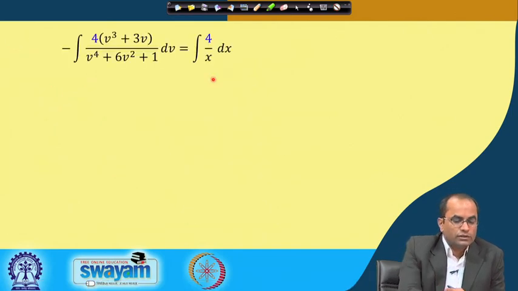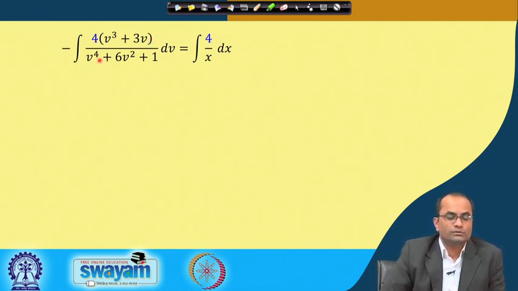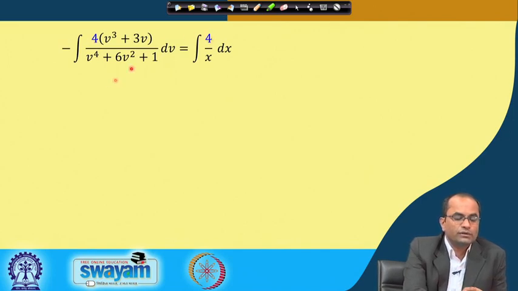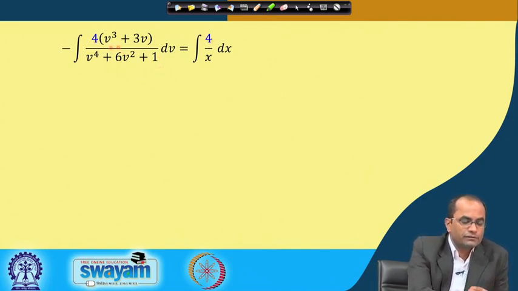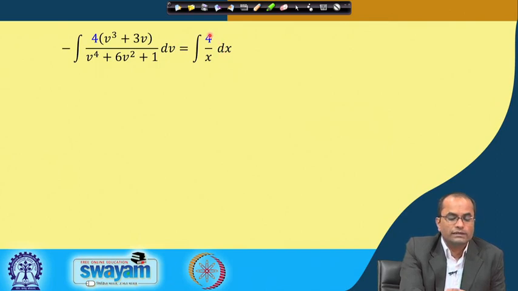So, we have done 1 over x dx, and this goes the other way around here. So, v cube plus 3v over this v^4 plus 6v^2 plus 1, and we have multiplied both sides by 4, because when we differentiate this v^4 plus 6v^2, we get 4 times v^3 and then 12 times v. So, exactly this is the differential of this sitting there. So, we can easily integrate now, and here we have 4 over x.